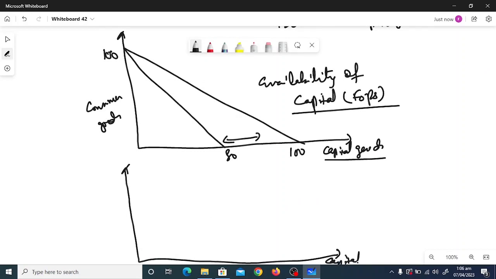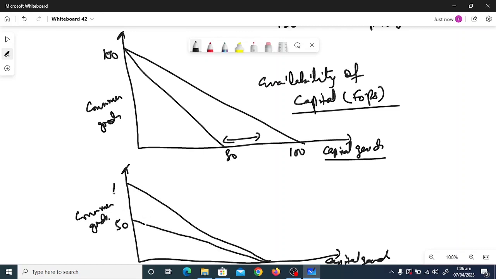Capital goods, and on the y-axis we have consumer goods. I hope you can excuse my writing, because again I'm not using a ruler. So this time the capital goods will remain the same. This is the key. And this time, your consumer goods are increasing. Earlier, if they were 15, now it has become 100.